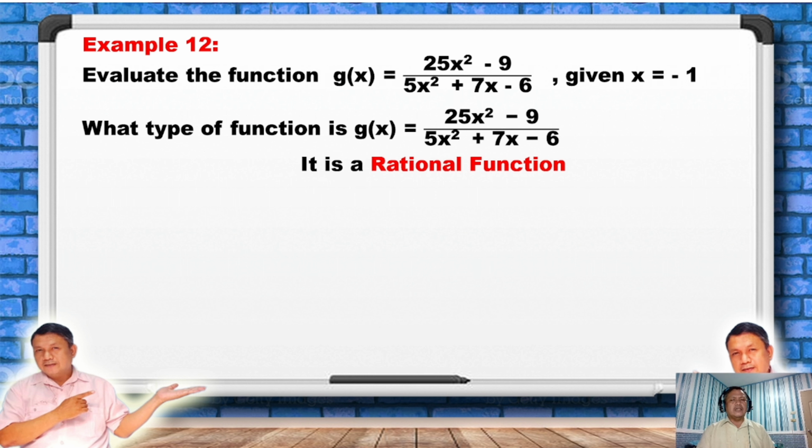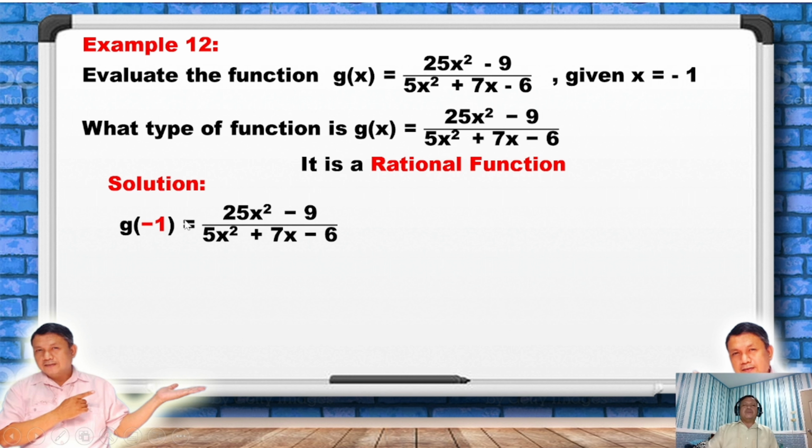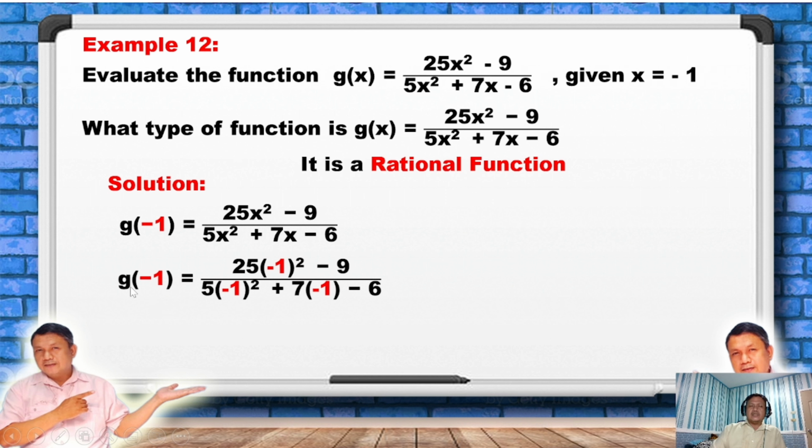Ayan, medyo dinagdagan na po natin yung given para maka-encounter man po kayo nito ay alam niyo po kung paano sasagutan. Okay, let us begin with the first example. Again, yung ating x ay papalitan natin ng negative 1. So, sa example natin, ito po mangyayari. So, g of negative 1 is equal to 25. Ang x natin ay papalitan ng negative 1 raised to the second power minus 9 over 5 times negative 1 raised to the second power plus 7. Ay papalitan uli natin yung x ng negative 1 then minus 6.